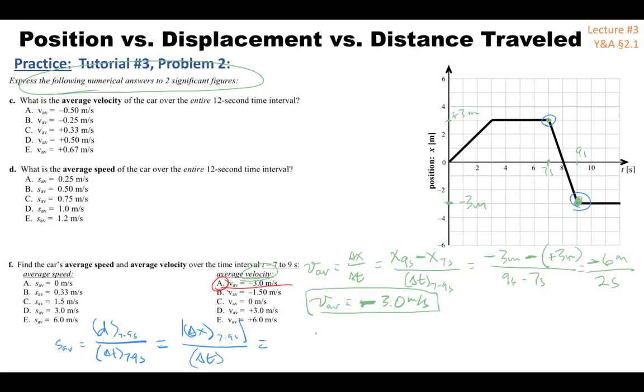And that's going to be the absolute value of negative 6 meters, pardon me, divided by 2 seconds. And that's equal to positive 3 meters per second. Good. All right, let's reflect. Is the speed positive? Yes, good. It always needs to be. Speeds must always be positive. So we have a speed of positive 3 meters per second.